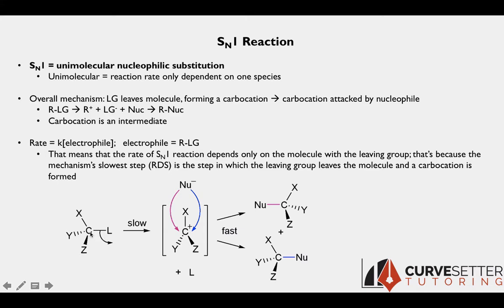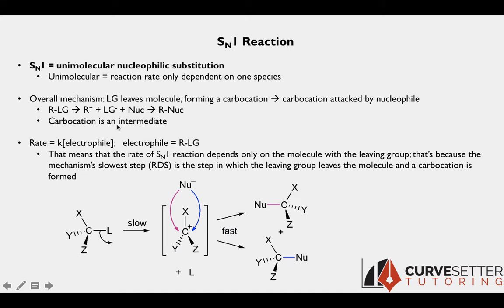A leaving group first leaves the molecule, and then you form a carbocation. So that carbocation is not just a transition state, it actually forms and exists in solution. When you form that carbocation, that's sitting in solution, and that then gets attacked by a nucleophile that's also sitting in solution, and it can be attacked on either side. We'll talk about the planarity of this carbocation in a second. And then you form your product. So there are two different products that can form depending on which side the nucleophile attacks from.